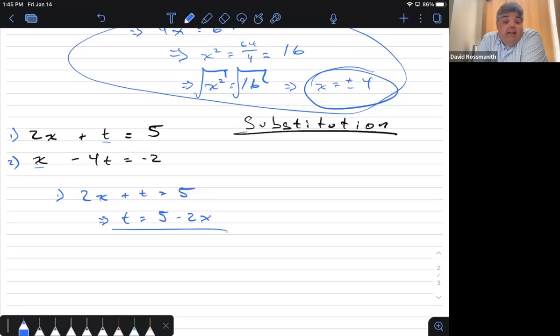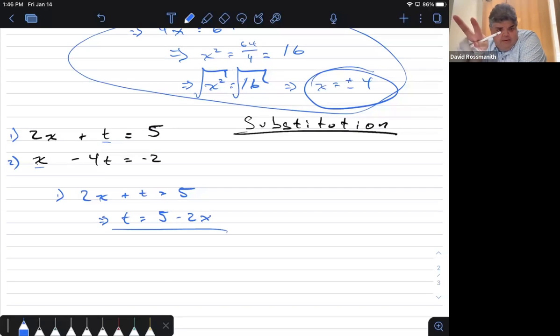And there we go. Notice this is as far as I can go. I don't know the number. I don't know the answer for t. But if someone told me the value of x, if someone said, look, x is 3, then I could plug 3 in for x and I could get an answer for t. That's what I want. But I'm stuck. I can't go any further.